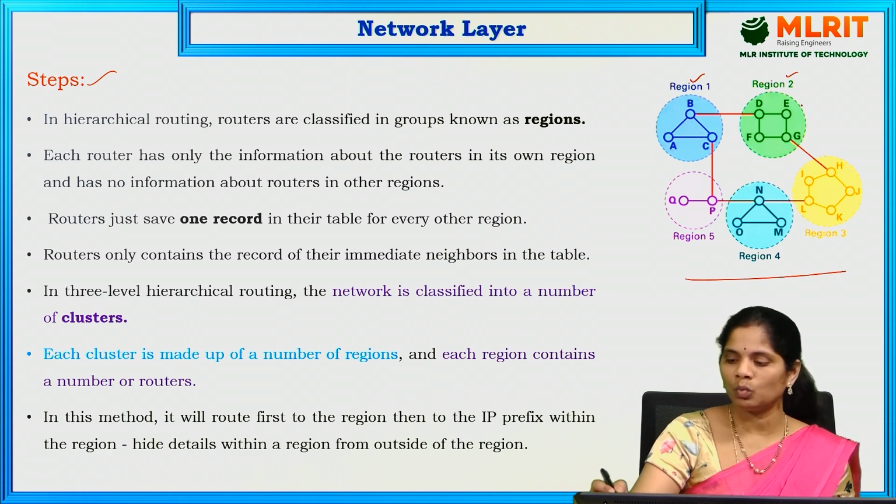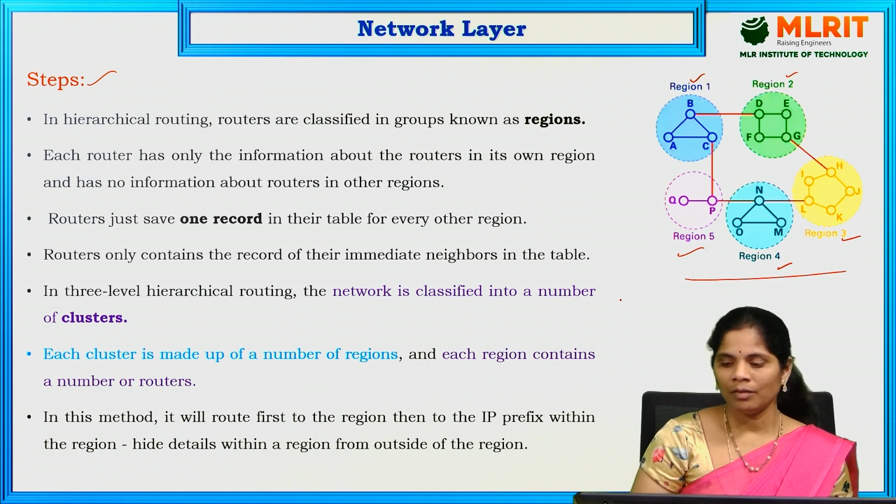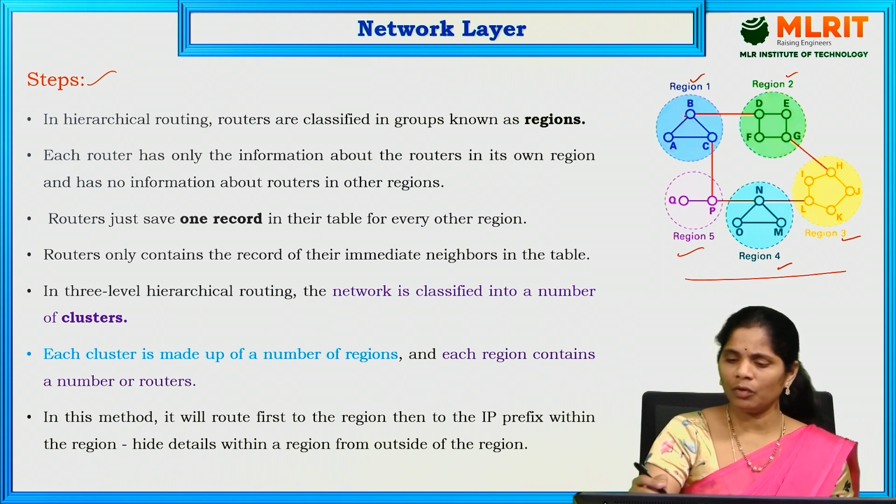Regions 1, 2, 3, 4, 5 are there. These are the 5 regions. Each region again has its own routers. In region 1, how many routers are there? 3 are there: A, B, C routers.